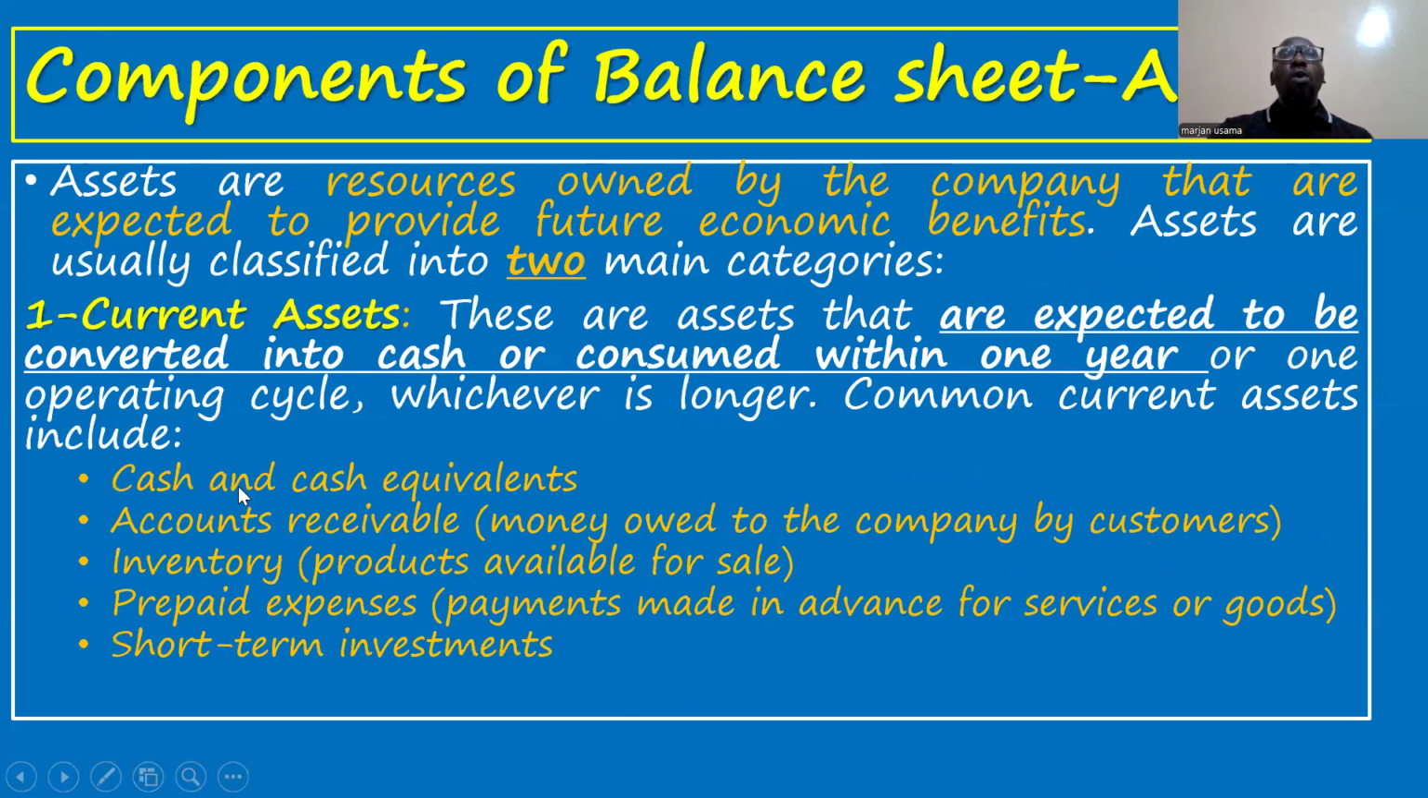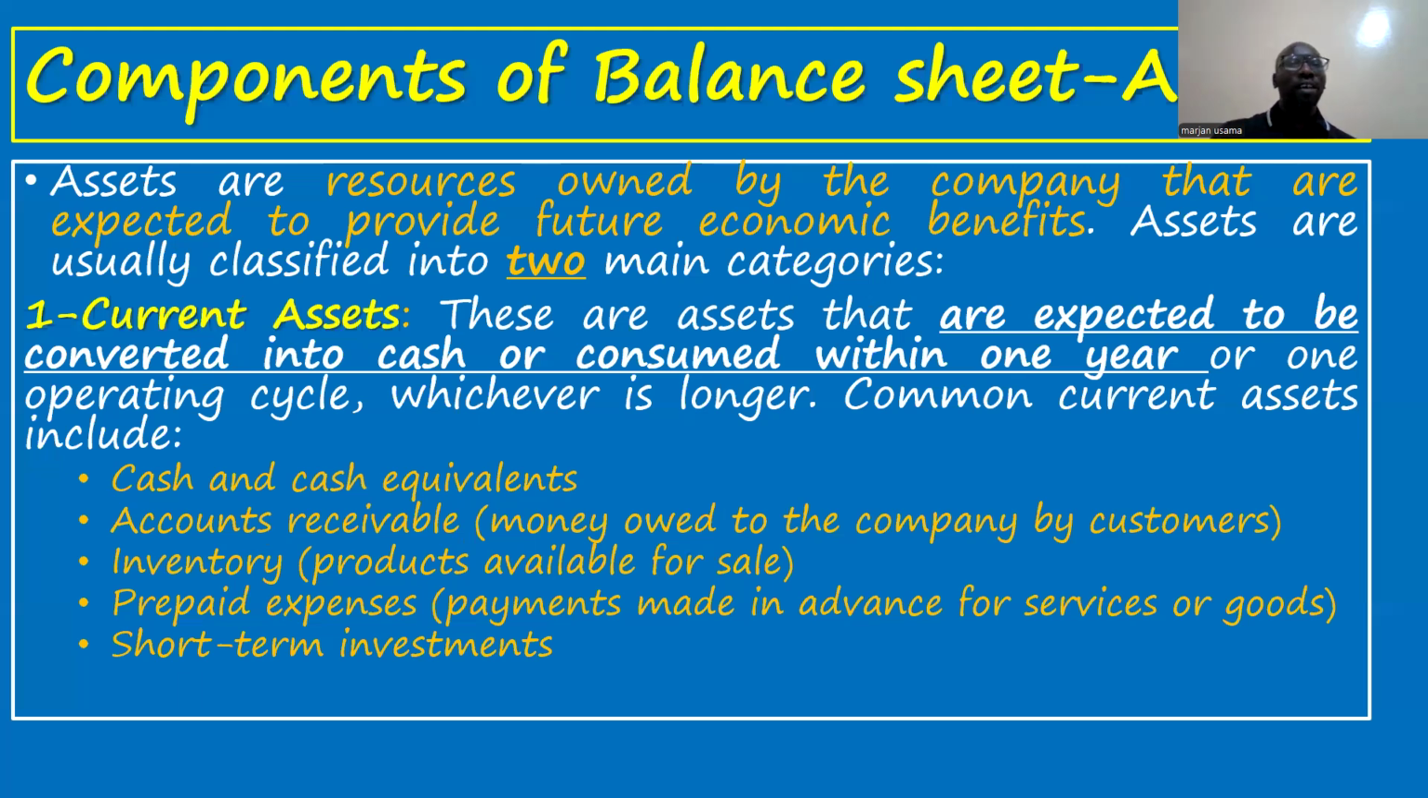Now, so these are the components of the balance sheet. For example, in an exam, you can be asked a question about the components of a balance sheet. So number one, we have the assets. And these are the resources owned by the company that are expected to provide future economic benefits. So anything that we expect to give us some value in our business is known as an asset.